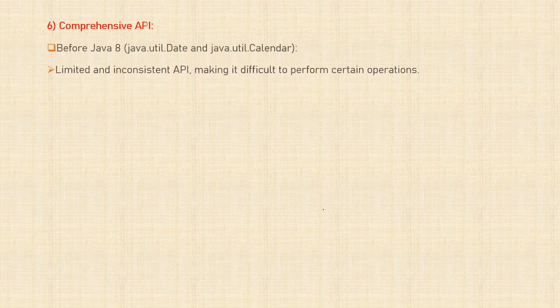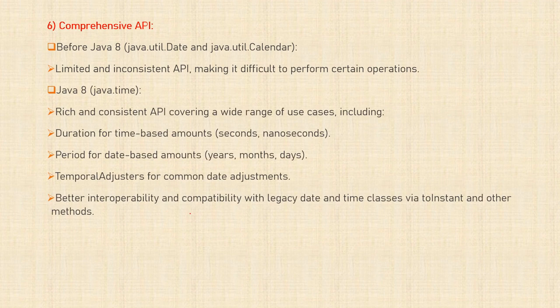Comprehensive API: before Java 8, it was a limited and inconsistent API, making it difficult to perform certain operations. But in Java 8 you get a rich and consistent API covering a wide range of use cases, including Duration, a time based amount, in seconds and nanoseconds. So we have seconds and nanoseconds also inside Java 8. And Period, a date based amount, with years, months, and days. So we have Duration and Period inside Java 8.